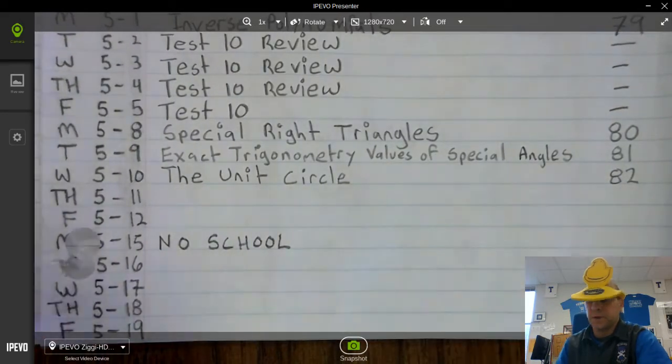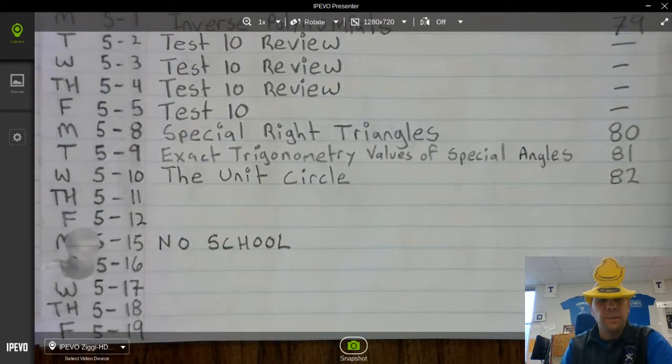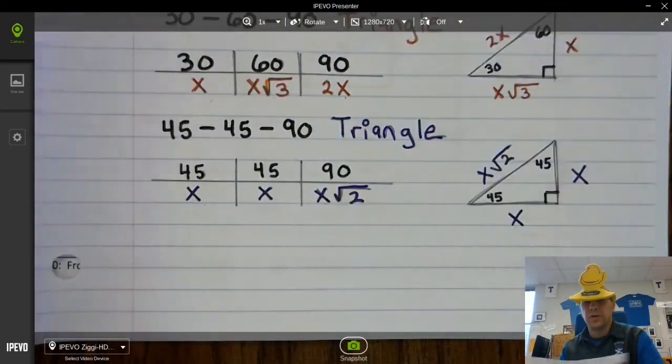Welcome again, Wildcats. So today we're looking at Monday, May 8th, special right triangles, and that's going to be on page 80. So if you would, update your table of contents. All right, now your table of contents are updated. Let's take a look at our notes.